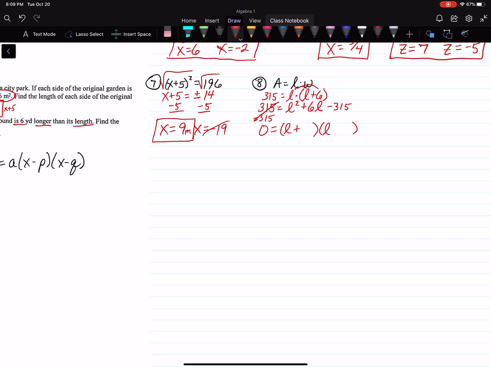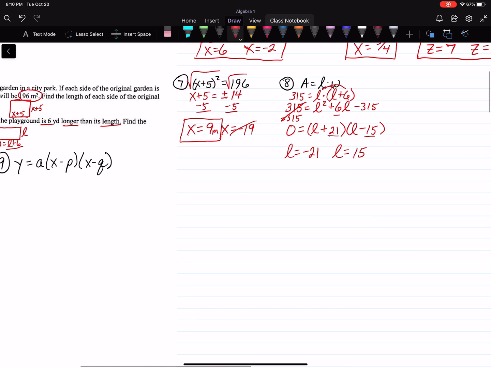So this would be a positive 21 and a negative 15. Notice 21 times negative 15 is negative 315, and 21 plus negative 15 is 6. So that's how we got those. So my length would be negative 21, or my length could be positive 15. And of course this was measured in yards. So negative 21 yards doesn't really make sense. So I'm going to scratch that one out.